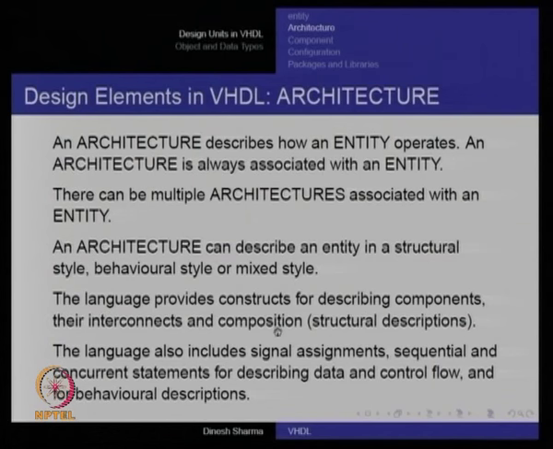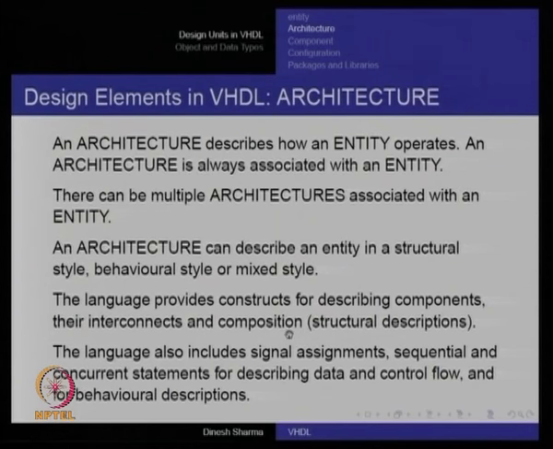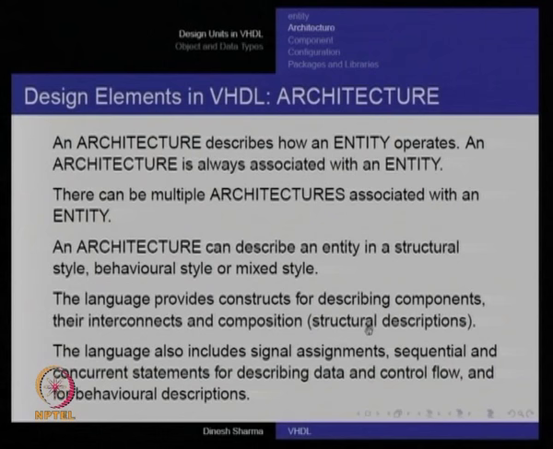The language provides constructs for describing components, their interconnects and composition. These are called structural descriptions. It also includes signal assignments, sequential and concurrent statements for describing data and control flow, and for behavioral descriptions. It is the combination of all such statements which forms the architecture of an element.